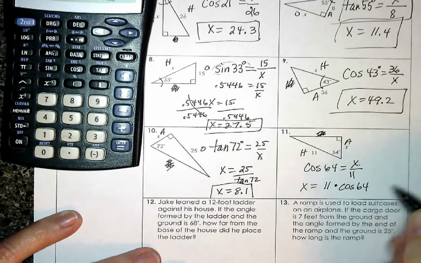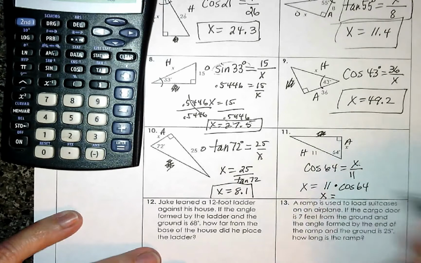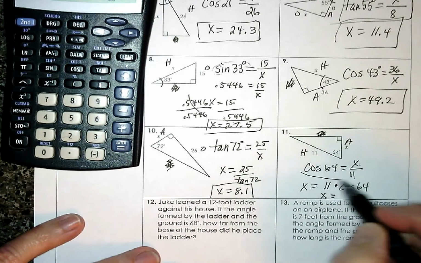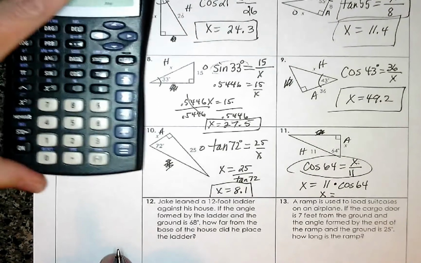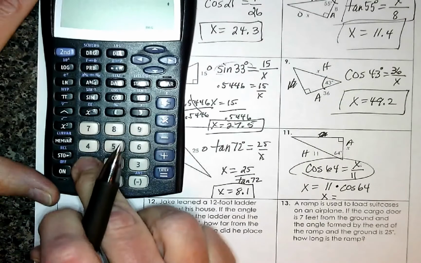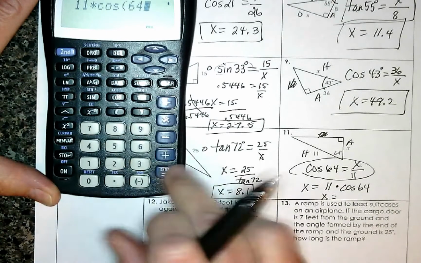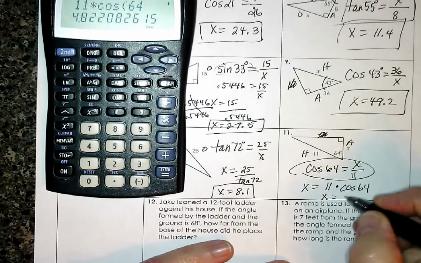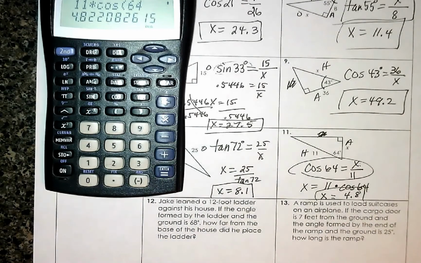Again, that's writing it out. I'm not requiring that you write out the work with that because this is what I'll look at. Did you do that correctly? And then I'll look to see, do you know how to solve that thing? So 11 times cosine 64, 4.8. All right, we're going to stop there. We'll do part 3 with these 2 word problems down here.